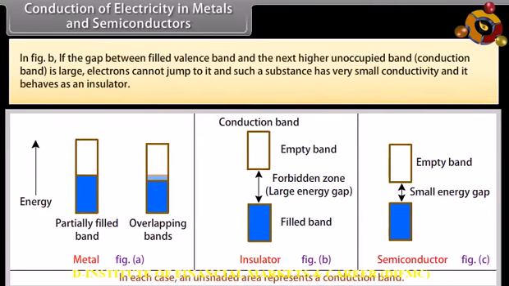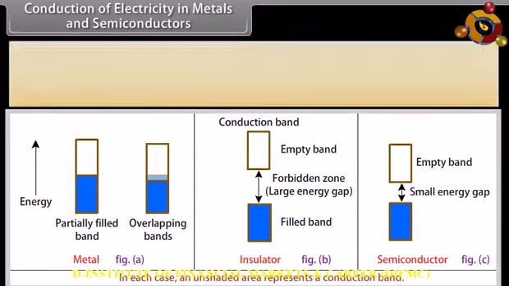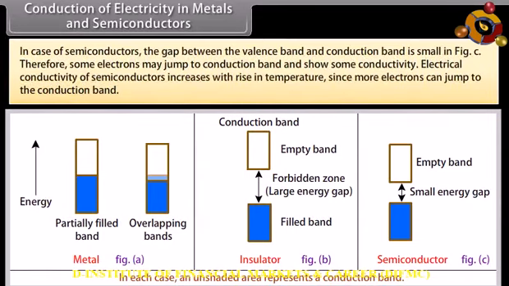In figure B, if the gap between the filled valence band and the next higher unoccupied band, the conduction band, is large, electrons cannot jump to it, and such a substance has very small conductivity and behaves as an insulator. In case of semiconductors, the gap between the valence band and conduction band is small, as in figure C, therefore some electrons may jump to the conduction band and show some conductivity. Electrical conductivity of semiconductors increases with rise in temperature since more electrons can jump to the conduction band.